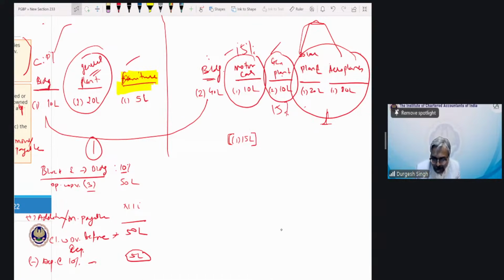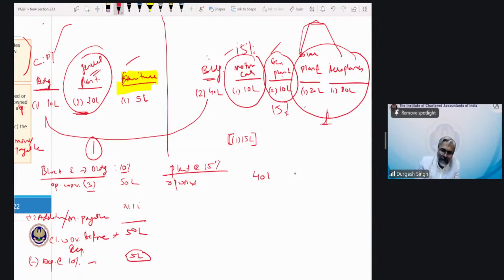So block plant at 15%. How many of them are there? Opening WDV, students, how many of them are there? Here, general plant from cement division, from general plant from cement division students, it is 20 lakhs. Then motor car from steel division, 10 lakhs. So 20 plus 10, 30. The general plant from steel division, again 10, 40 lakhs. So 40 lakhs is primarily the plant.